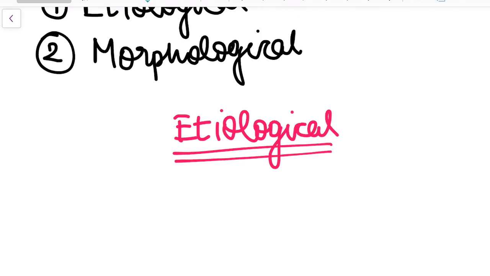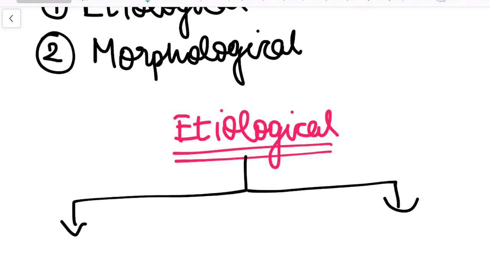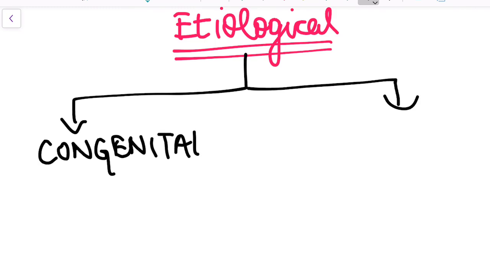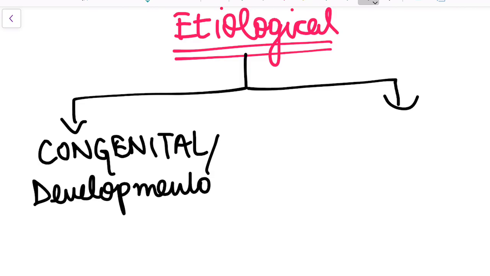Right, so etiological classification can be of two types. First one is congenital, or developmental. There's a slight difference between the two, but can be used synonymously. Okay. The second one is acquired.